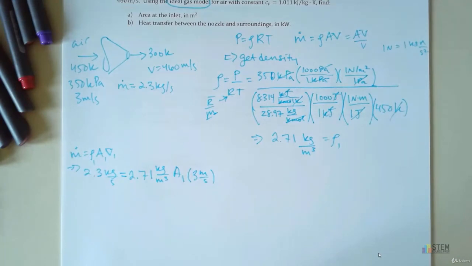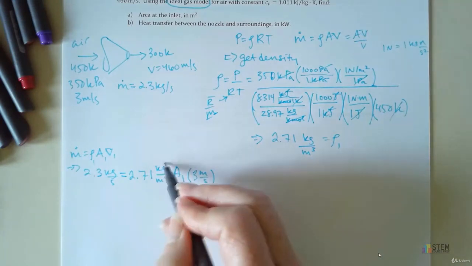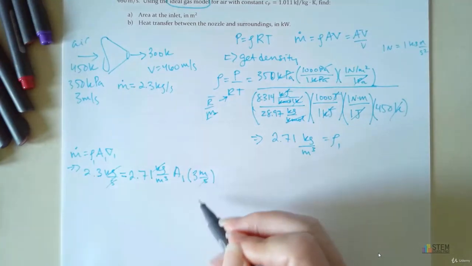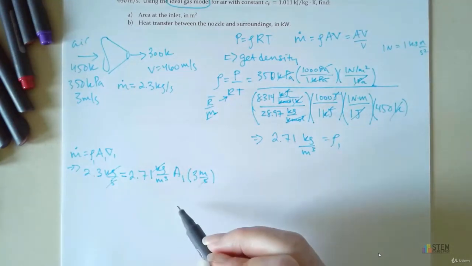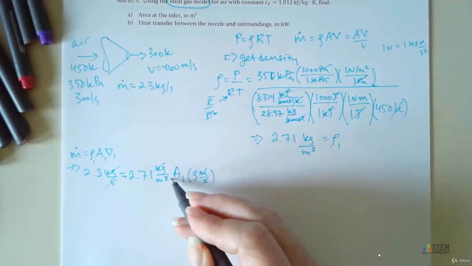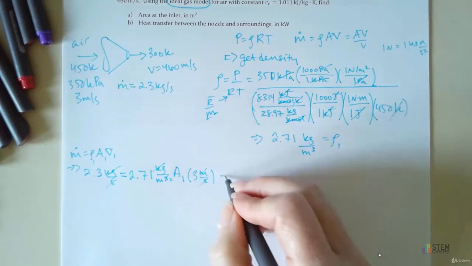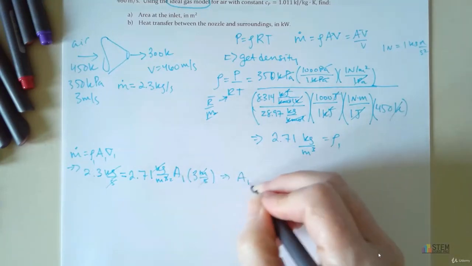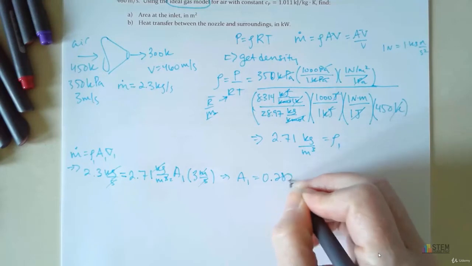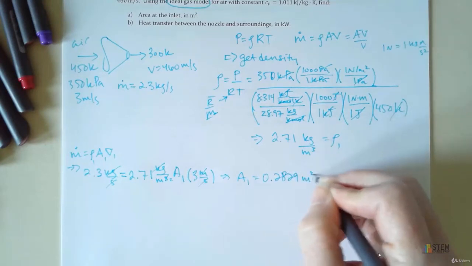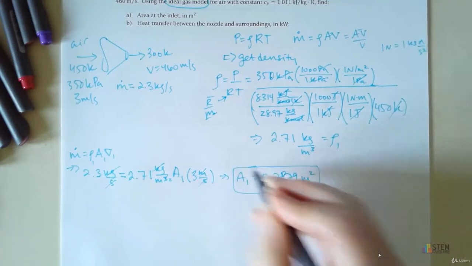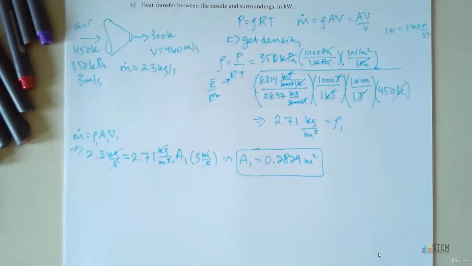All right, now if you look at your units, kilograms go away, seconds go away, you're going to be left with meters squared. Solve this for A1, you get 0.2829 square meters. So that's your initial area.